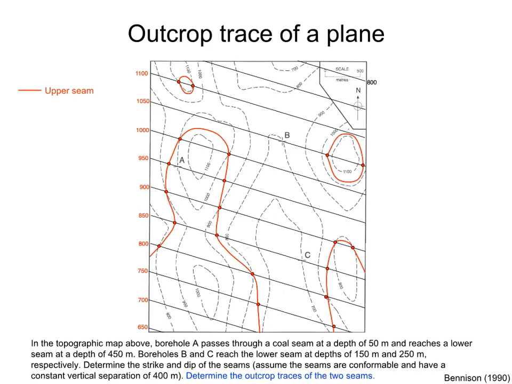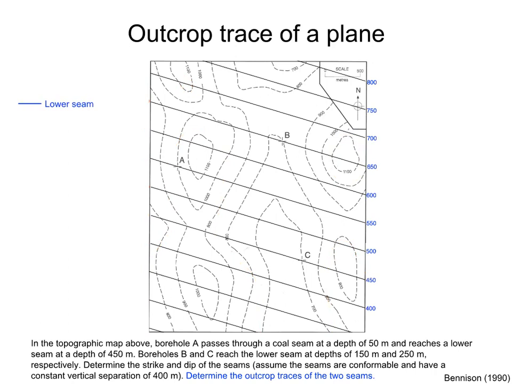Notice that when doing this, and especially in areas where the trace closes, you need to think about the elevation of the structure contour in relation to the ground. If the structure contour is above or below the ground, the plane will not outcrop there and the trace will not be present. Do the same at home to complete the trace of the lower coal seam.